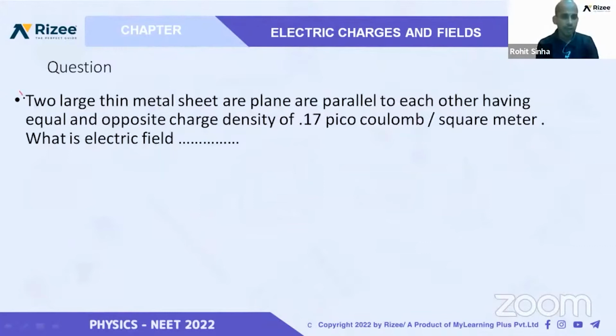This is a very good question. I give you 30 seconds to read it once and try. Take 30 seconds, read it and try it once. It is stating that two metal sheets are given. Try for 30 seconds.